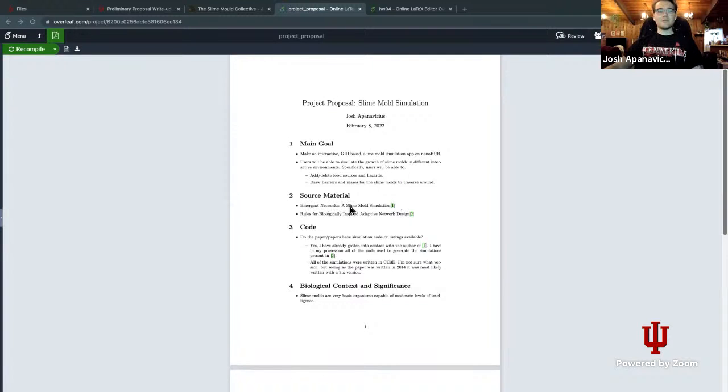The source material, the main one with the code, is this Emergent Networks of Slime Mold Simulation. It was a bachelor's thesis. And then also I kind of wanted to see, for the purpose of just seeing how well my model works, comparing it to the results of this paper, Rules for Biologically Inspired Adaptive Network Design. This is the very famous one where they grew a slime mold to replicate the Tokyo transit system.